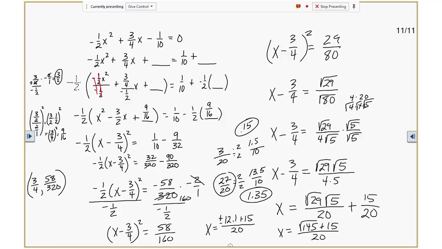Y'all get out of here. Have a good day. We are closing in on the test because I've only got like 2 or 3 things to cover after this, because we just finished completing the square. So we're probably talking about a test the end of this week or the end of next week. It'll be 2 tests, chapter 1, unit 1 and unit 2, which is chapter 2 and chapter 3.